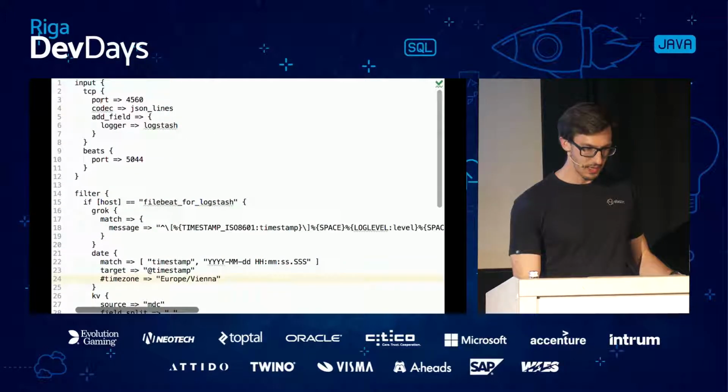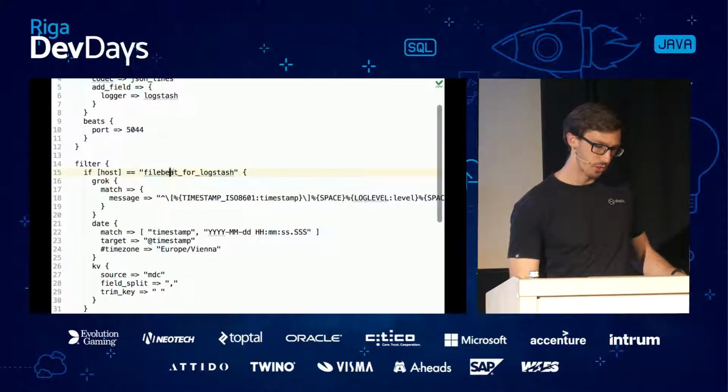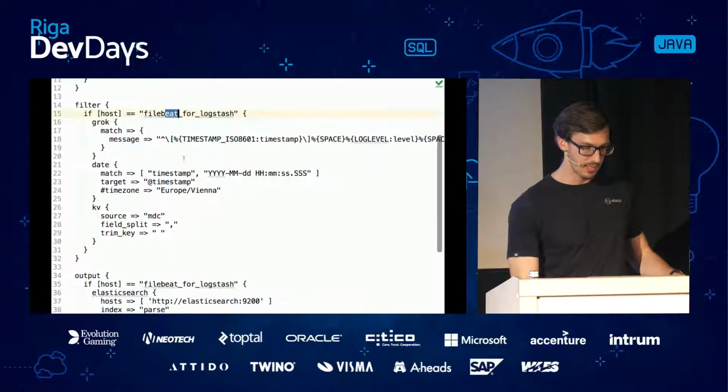So basically, what we have is we're taking the data here from Beats. We just forwarded that. So Beats is basically taking the file and sending it to Logstash on that port. And then if it's coming from Filebeat, we'll basically parse it. We'll get into the parsing in a moment.